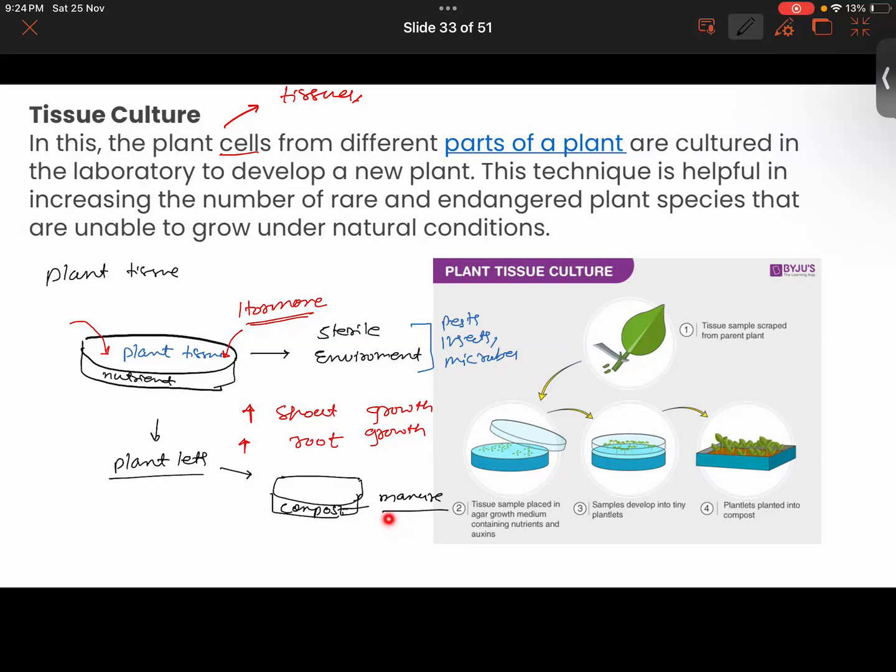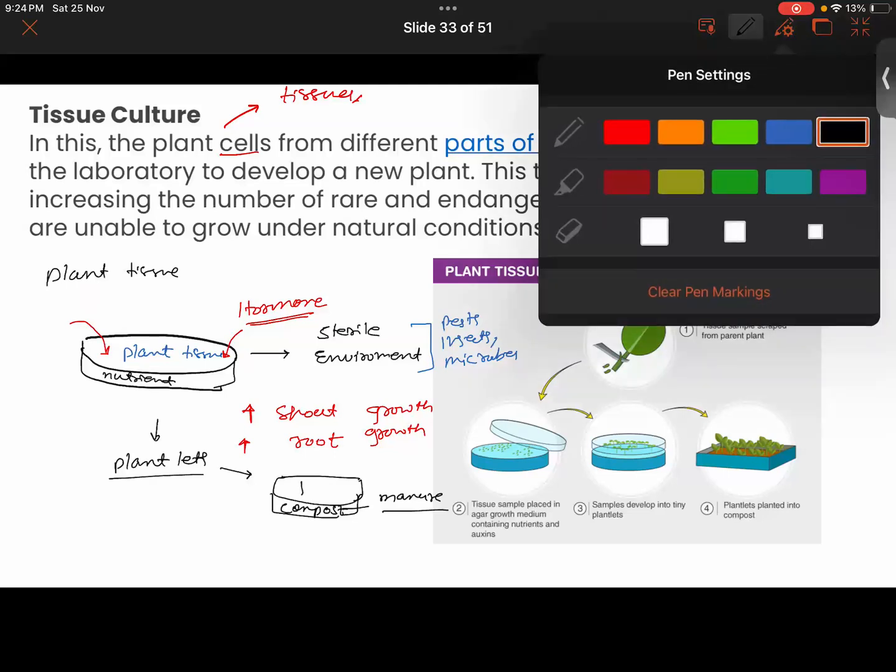Got it. So you basically took some plant tissue sample from any part of the plant. You have put it in a medium that is rich in nutrition. Then you have provided suitable types of hormones to allow the growth of shoot and root. And then you will later place those plantlets in the compost so that it starts taking nutrition on its own.